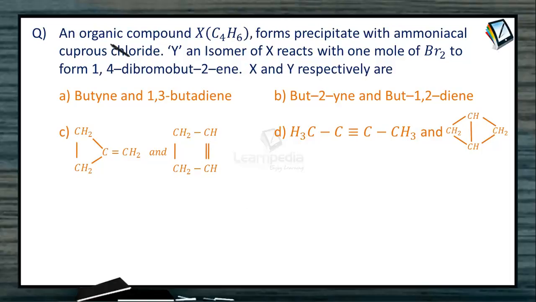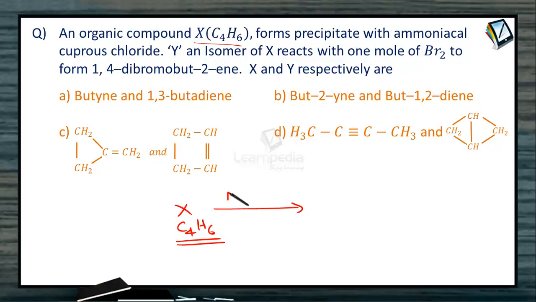The next question. An organic compound C4H6. So X is C4H6. From the molecular formula, you can understand that it may be butyne. Forms a precipitate with ammoniacal cuprous chloride.